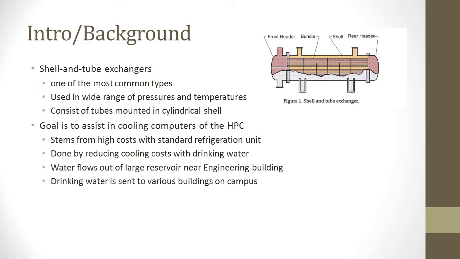Because water flows out of a large reservoir near the engineering building and is sent to various buildings on campus, the best way to reduce the high costs of standard refrigeration units is to reduce the cooling costs with drinking water by installing a shell and tube exchanger.